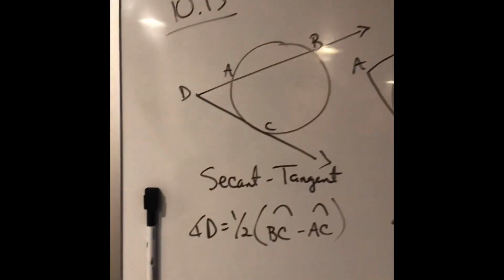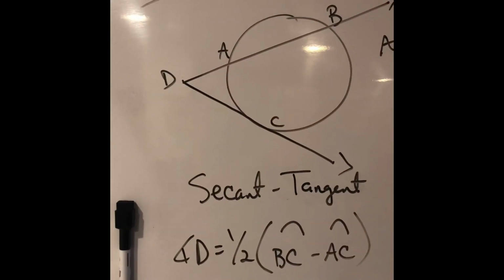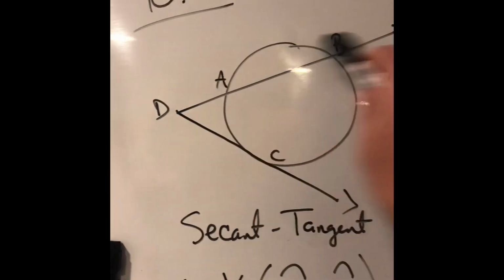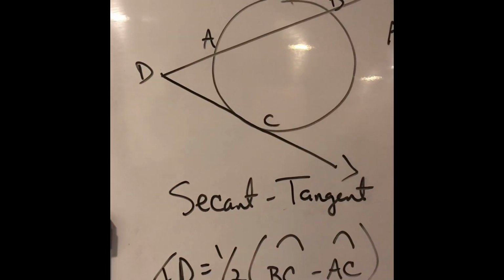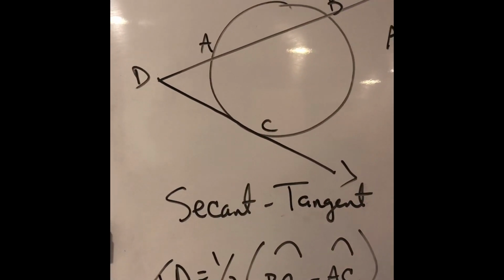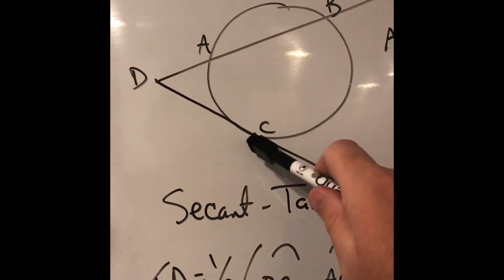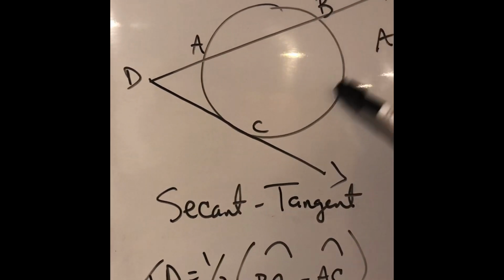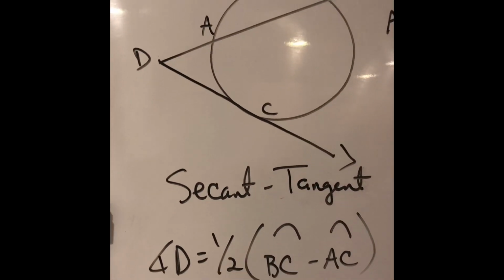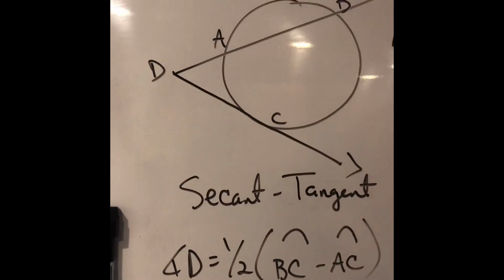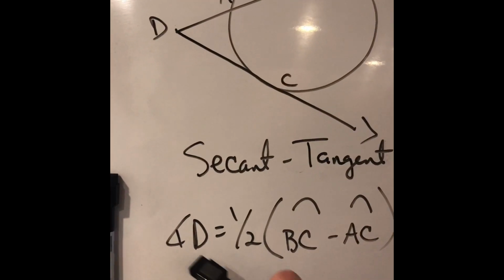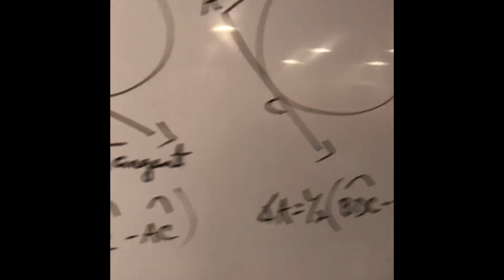Now for 10.13, the theorem, these are 3 all combined and are all figured out the same way. First one is made up of a secant and a tangent. All you do is find this angle out here, this angle D here. We're going to take the arc furthest away, which is BC here, minus the arc closest, which is AC. And we take half every time. So arc BC minus arc AC, take half, that gives you angle D.